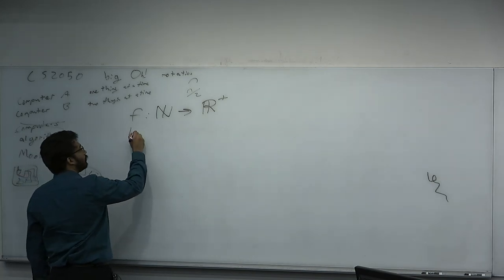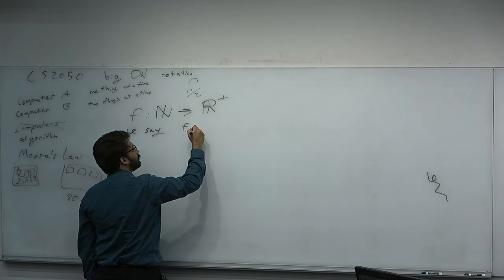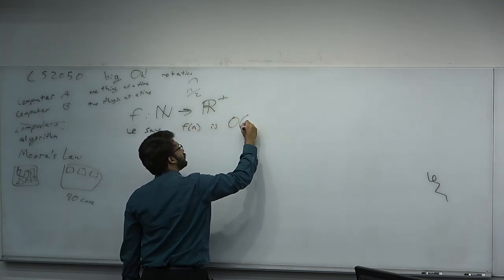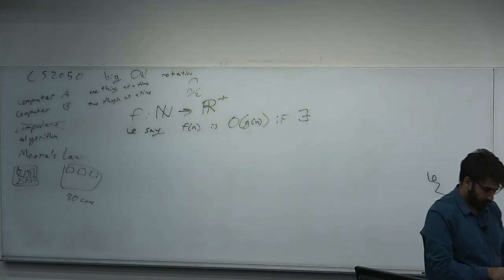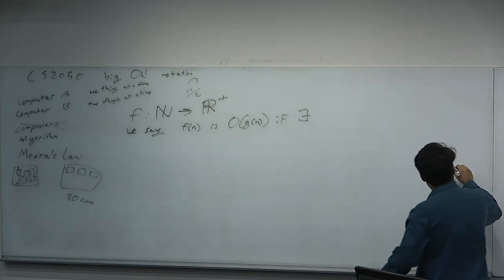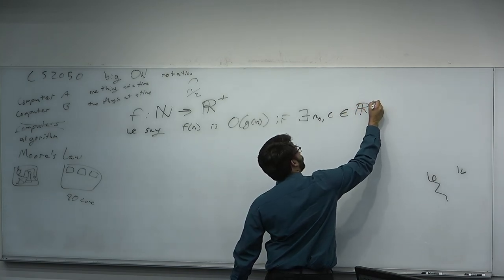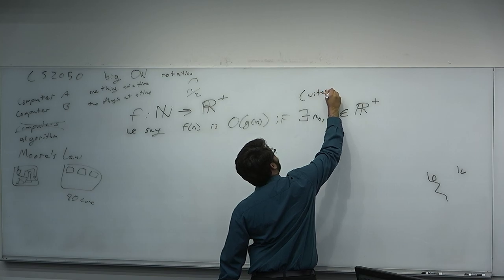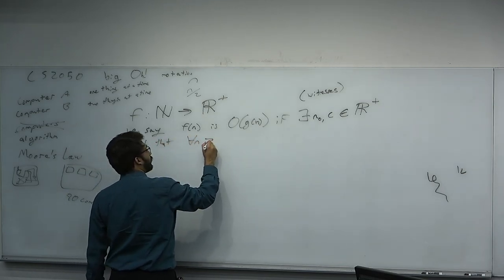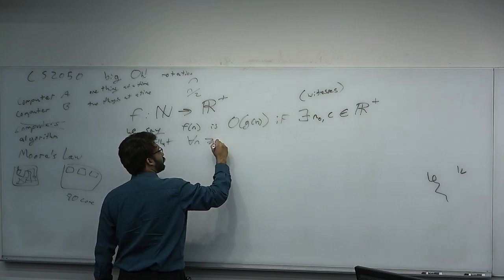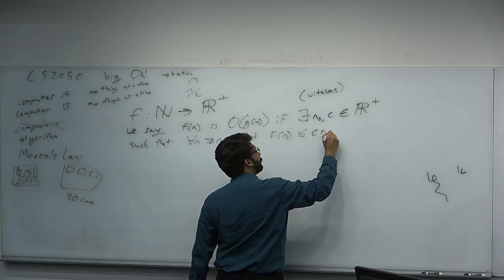So we say f of n is O of g of n if there exist n naught and c positive real numbers, and these are called our witnesses, such that for all n greater than or equal to n naught, f of n is less than or equal to c times g of n.